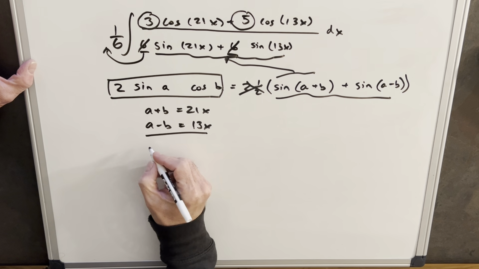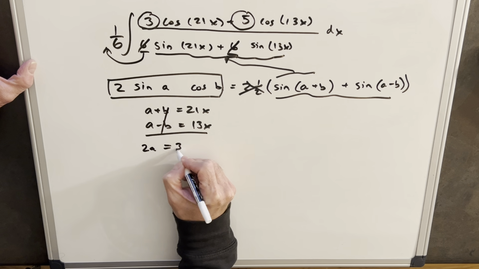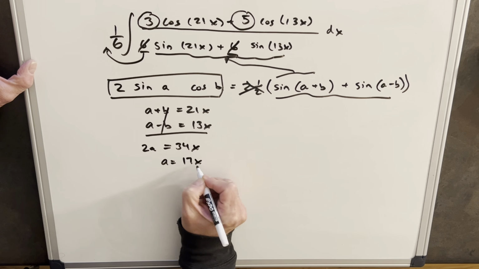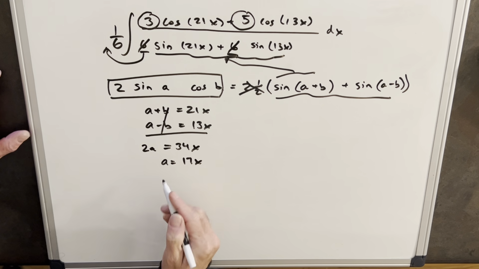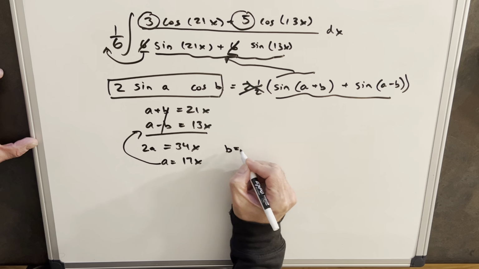So we'll add these two equations together. We'll have 2a, the b's will cancel, and we'll have 34x. So then our a is going to be 17x. Then we could subtract both equations, or we could just plug this back in here, and we'll see that our b is going to be 4x.